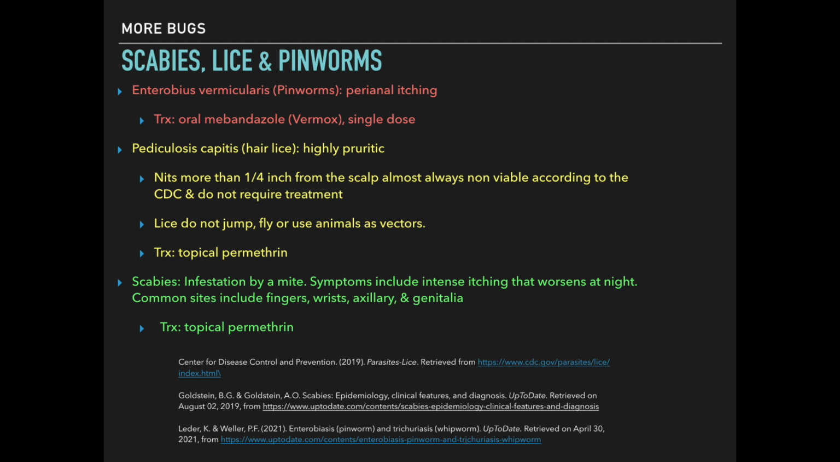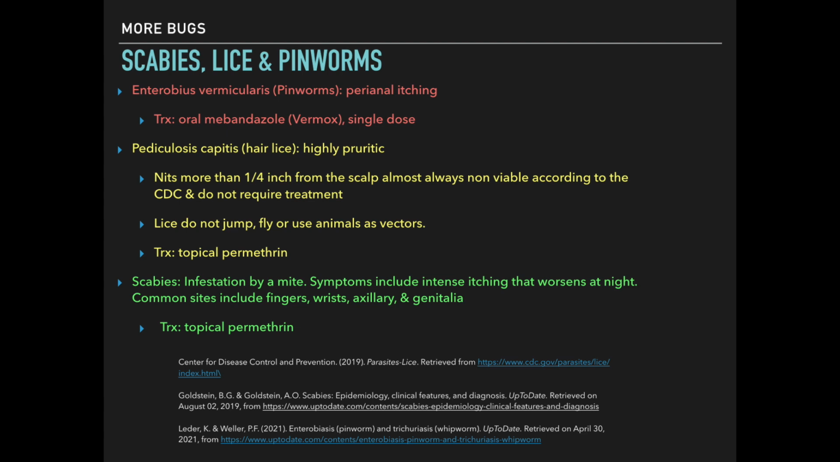And then there's hair lice, which is also highly pruritic. Important to note, the CDC says that if nits are more than a 1/4 inch away from the scalp, they are almost always non-viable and they don't require treatment. However, if they do require treatment, then topical permethrin seems to be effective.